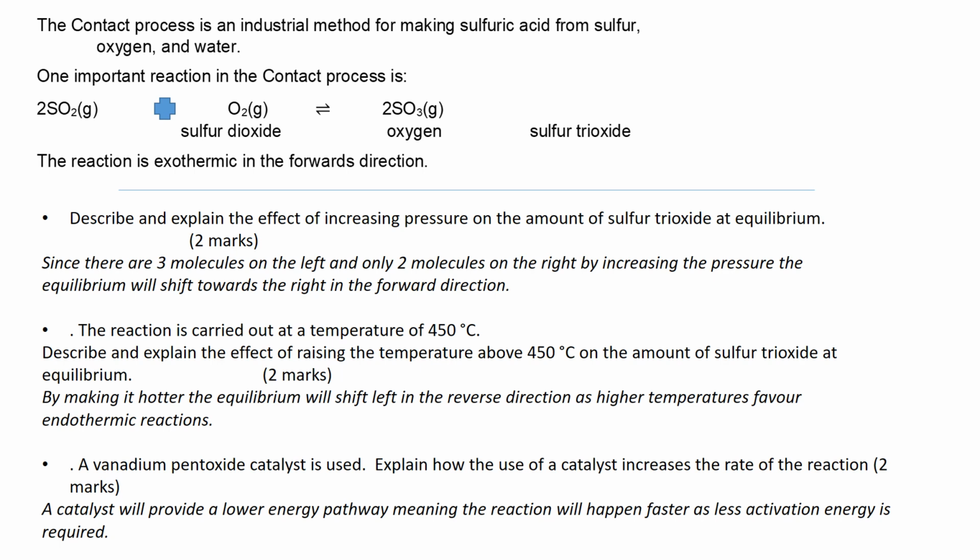Answer 2, by making it hotter, the equilibrium will shift to the left in the reverse direction as high temperatures favor the endothermic reaction. Since it's exothermic in forward direction, it must be endothermic in the reverse reaction direction. And then lastly, catalysts provide lower alternative pathways, meaning the reaction will happen faster as less activation energy is required.